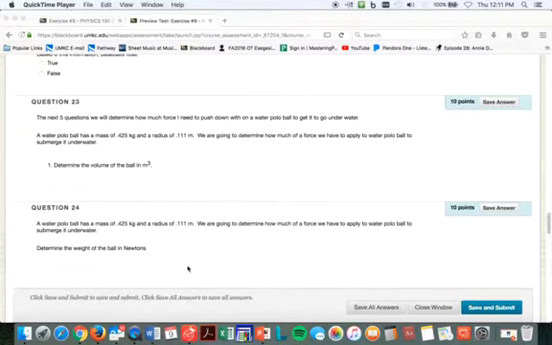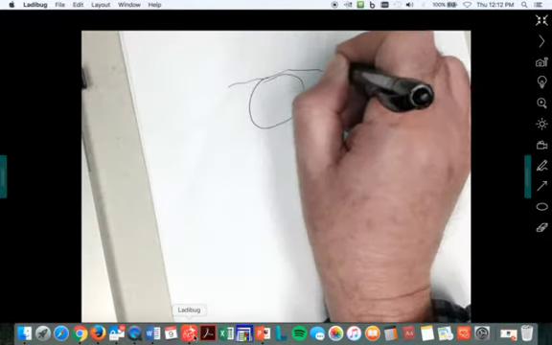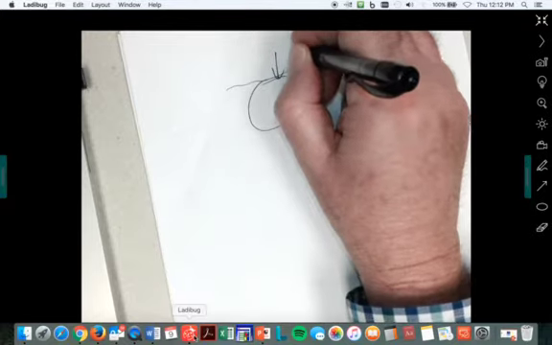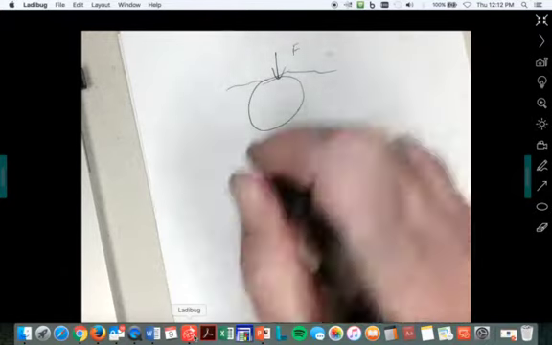Actually, the beach ball has a mass that's much less than that. The mass of a beach ball, I would say, would be 0.1 kilograms. All right, let's go with 0.15 kilograms. Let's do this calculation real quick. We're going to figure out what's the force needed to get this beach ball completely underwater.